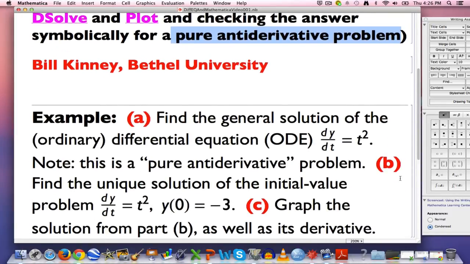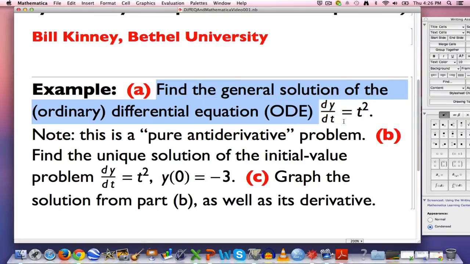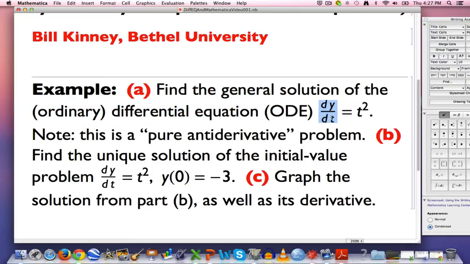Here's our example for this video. Three parts. First part says, find what's called the general solution of this ordinary differential equation. The word ordinary refers to the fact that this is an ordinary regular derivative as opposed to a partial derivative. There are partial differential equations, also called an ODE for short. Here it is, dy/dt equals t squared. This is what I call a pure antiderivative problem.